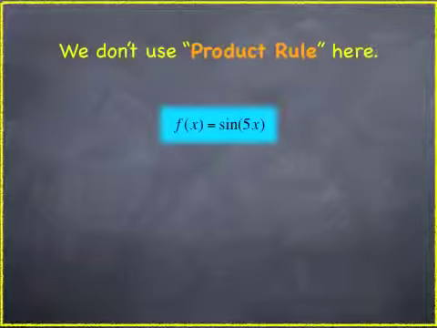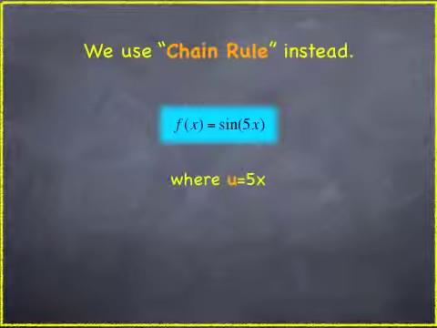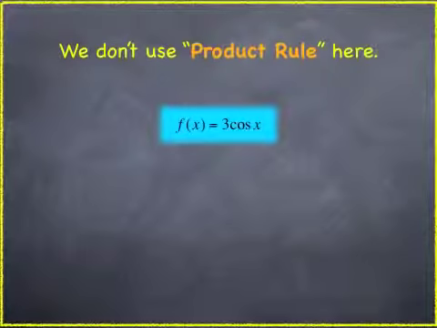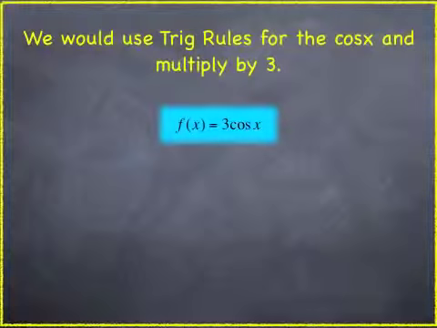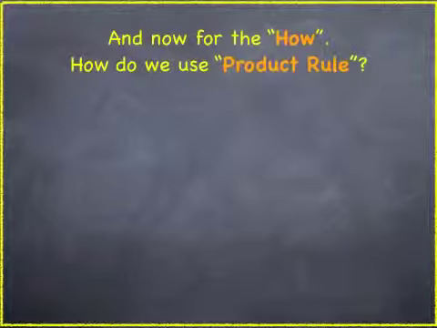In this case, we also would not want to use product rule. We would select u to be 5x, and in that last case, we would definitely want to use chain rule. Here, we also don't want to use product rule. We would just use our trig rules for cosine of x and then multiply by 3.